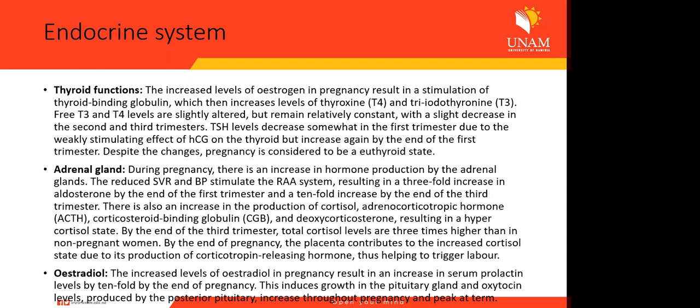Estradiol, a variant of estrogen, increases in pregnancy, and this increase leads to increased serum prolactin levels by as high as tenfold by the end of pregnancy. The importance of this is that it helps to induce increased production of oxytocin from the posterior pituitary gland. This level actually increases throughout pregnancy, but peaks at term. And you know the importance of endogenous oxytocin levels.